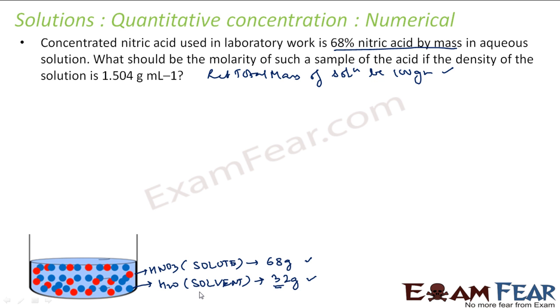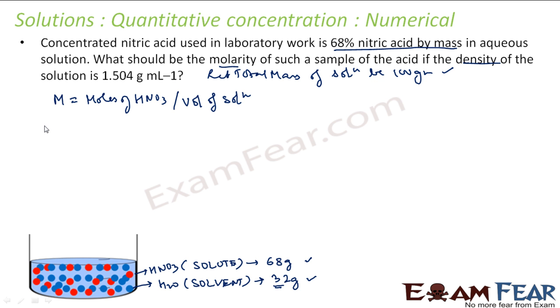Correct? Now the question is, what is the molarity of the acid? So molarity, capital M, is nothing but moles of solute, in this case nitric acid, by volume of solution. Moles of nitric acid I can easily find because the mass of nitric acid is there. I can find the molar mass, I can find the moles. Volume of solution is something I have to find. Density of solution is given, so I can easily find the volume of solution. Let me find these values then.